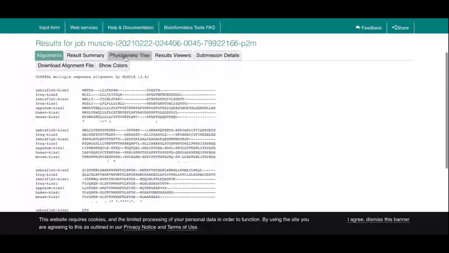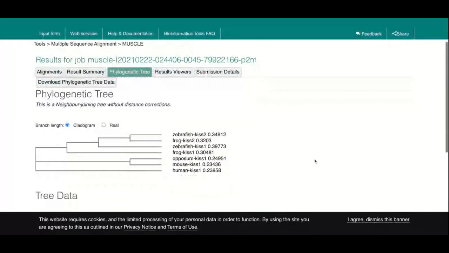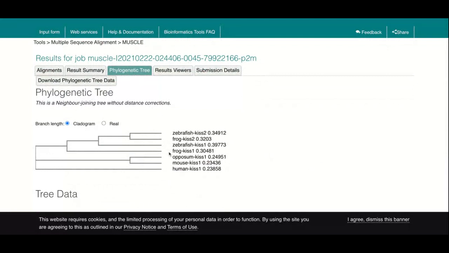So yeah, this one. All right, so you click here, phylogenetic tree, and you're like, oh, that looks different, right? So still the kiss 2 groups closer to kiss 2 with frog than zebrafish kiss 1. But then you also have this group of opossum and mouse. They're close to each other. So this exercise is to show you that even though they're the same sequences, depending on how you do the scoring, you might come up with different trees.